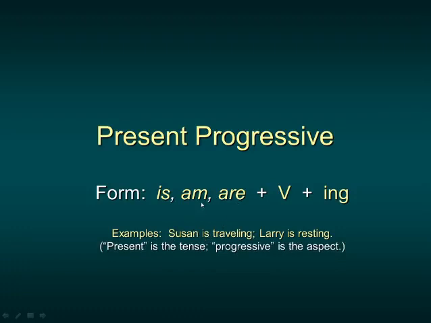Only in the case of I, we use am. I am. For all other subjects, if the subject is plural, we use are. Only with I do we use am. Susan is traveling, Larry is resting. Present is the tense, progressive is the aspect.